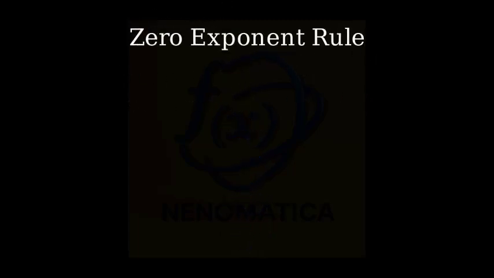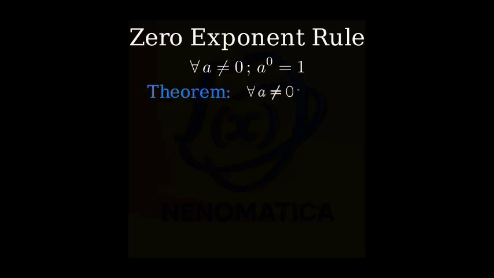In this video, we'll explore an important rule in exponent laws that states any number raised to the power of 0 equals 1, as long as the number is not 0 itself. The rule can be written mathematically as, for any non-zero value of a, a raised to the power of 0 equals 1. According to the laws of exponents, when any number is raised to the power of 0, that equals 1. Now, let's prove this theorem using the laws of exponents.